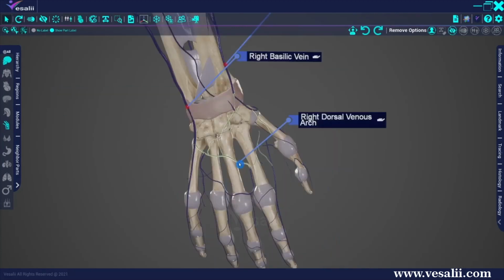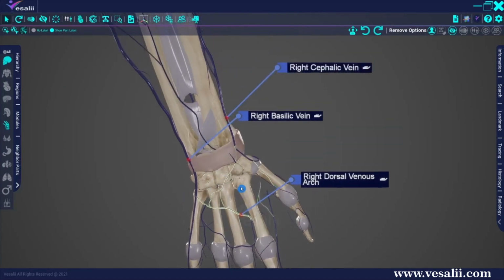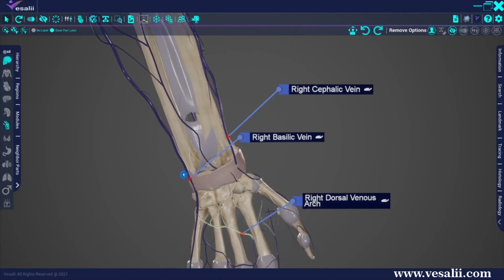The superficial veins of the hand drain into the dorsal venous network that gives rise to veins such as the basilic vein and the cephalic vein. The cephalic vein arises from the lateral side of the dorsal venous arch, while the basilic vein arises from the medial side and then passes into the medial aspect of the forearm.